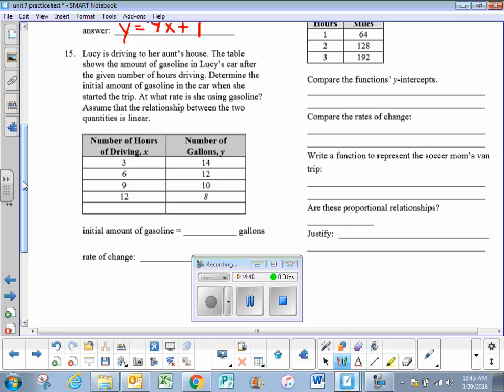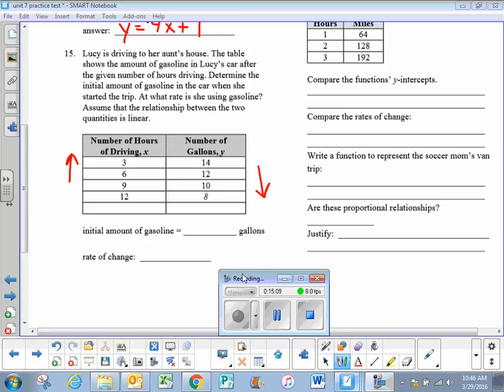Okay, 15. Lucy is driving to her aunt's house. The table shows the amount of gasoline in Lucy's car after the given number of hours driving. When you drive, does the gasoline go up or down? Okay, it's going down. As your number of hours driving increases, your number of gallons is going down. You're using them up. Okay? Determine the initial. What does initial mean? Very good. I thought that was one of our words. It is. It's right there. It's gonna tell you. Okay, sweet.